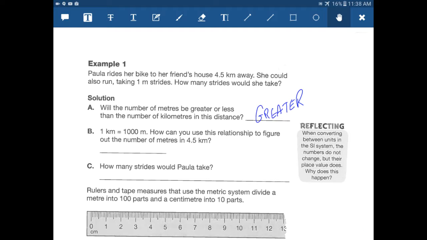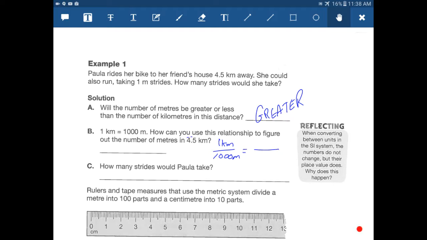Okay, if 1 kilometer is 1,000 meters, how can you use this relationship to figure out the number of meters in 4.5 kilometers? Multiple ways of doing this here, everyone. I'll show you one way. We have, this is one version. If you have 1 kilometer is 1,000 meters, okay, you could do this ratio approach.